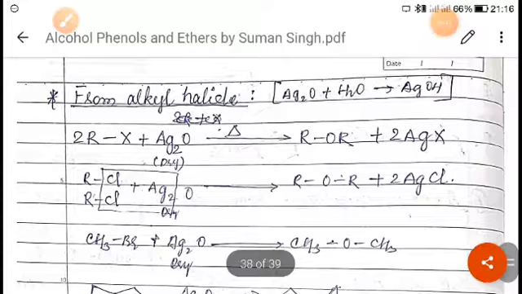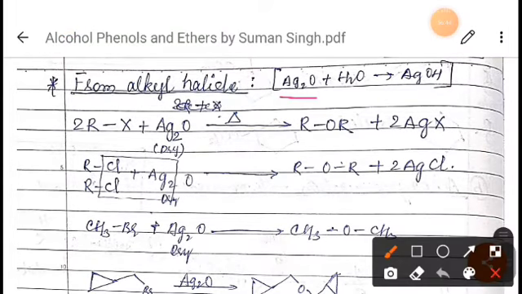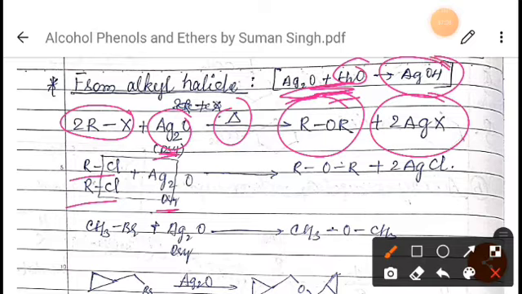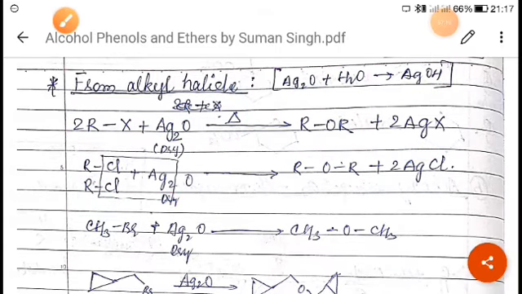When we talk about the preparation from alkyl halide, we are using Ag2O. When we add Ag2O plus H2O, we will get AgOH, right? Here when we are using 2RX, and in presence of Ag2O we heat this, we will get ROR, and 2Ag+ will come out from the reaction. As you can see, one we have taken RCl in presence of Ag2O. Ag2O should be dry, because if there is moisture, Ag will form alcohol. As you can see here, dry. So it will form ether, and AgCl will come out from the reaction. I hope you have understood this also.